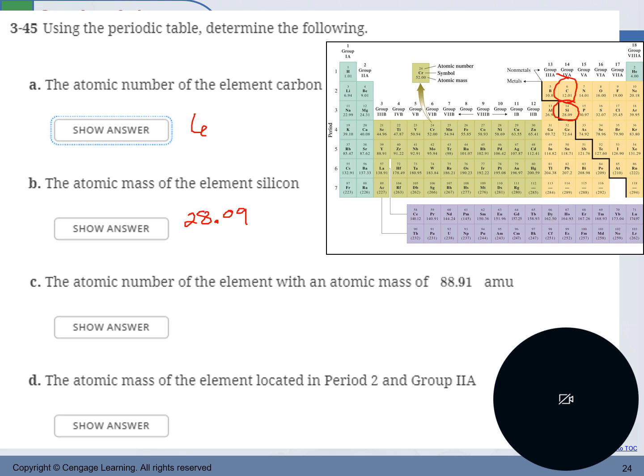The atomic number of an element whose atomic mass is 88.91, we would be looking for number 39. And our last question, the atomic mass of an element located in period 2, group 2A. So period 2, group 2A, playing battleship, we would have beryllium. And our atomic mass is 9.01.